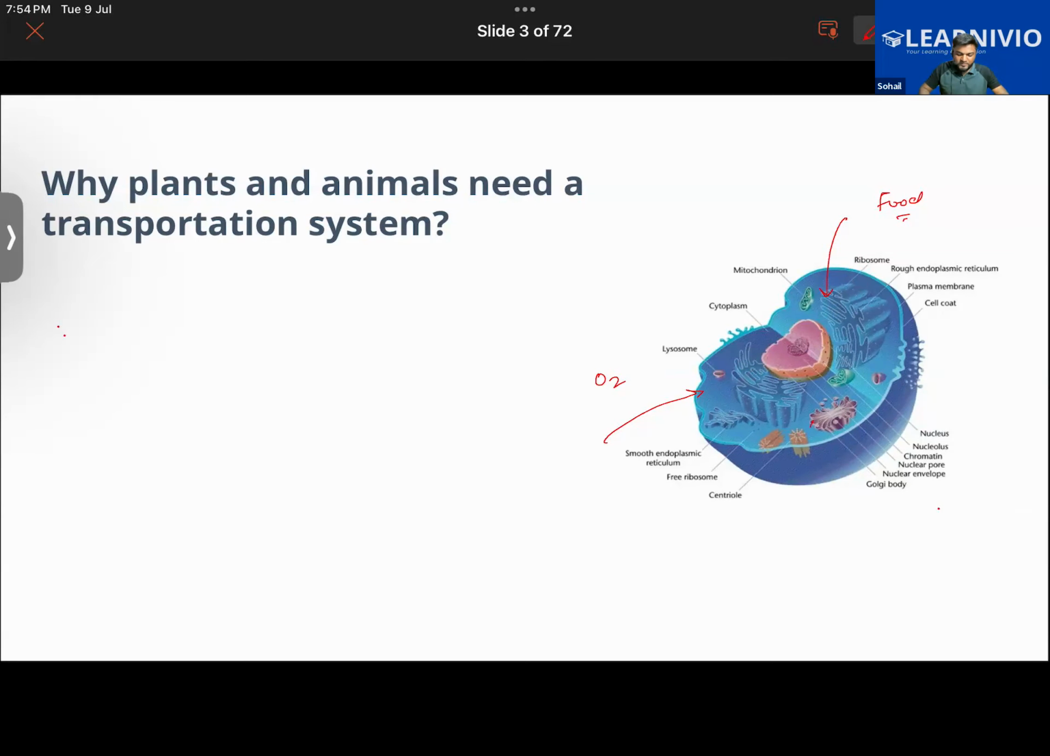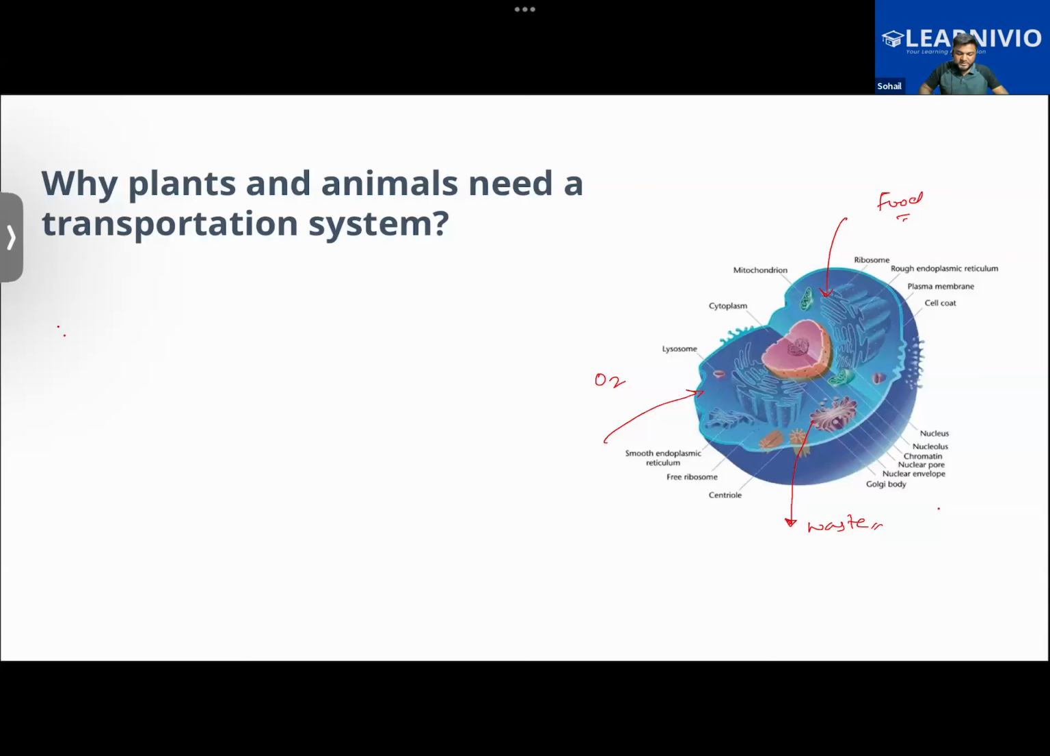Then after food would have been broken down, when the food has been used, there would be some waste material also that will be produced. So waste material has to be released from the body. The waste materials could be either in the form of gaseous waste like carbon dioxide, or it could be other waste also, like liquid waste. Like in most of the cells, the waste would be urea.